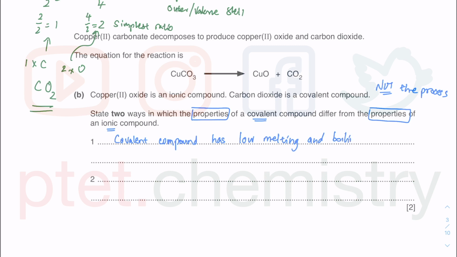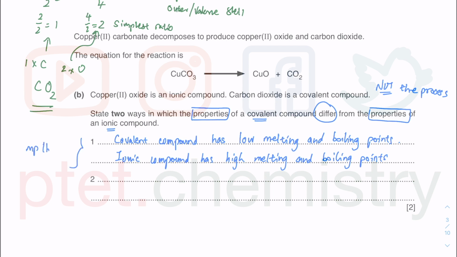They are not asking you to explain, they're asking you to state, but they say differ. So you gotta talk about ionic compounds as well. Ionic compounds, in contrast, have high melting and boiling points. You gotta know how to explain it as well, because they stated in the syllabus that candidates should be able to state and explain, describe and explain. All right, so that is to do with melting point and boiling point.